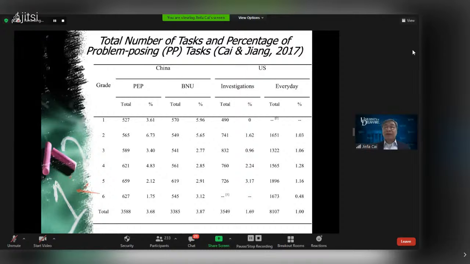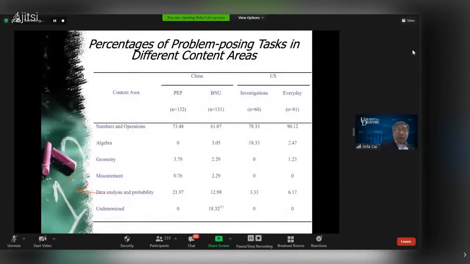Okay, this is the number of the task and the percentages. Then we look into the content area. In the content area, we divide into 6 categories. Looking at these categories, most of the problem posing activities are involved in numbers and operations. Some, like measurement, have so few, and the geometry also has so few.